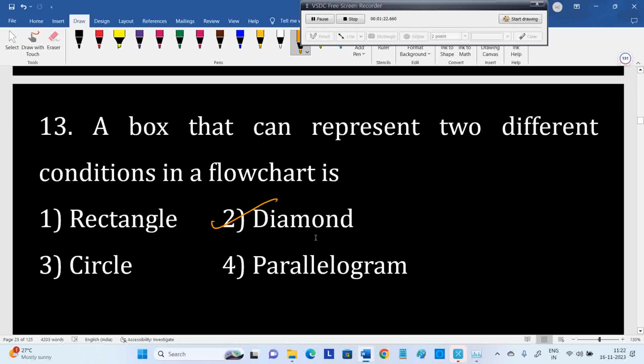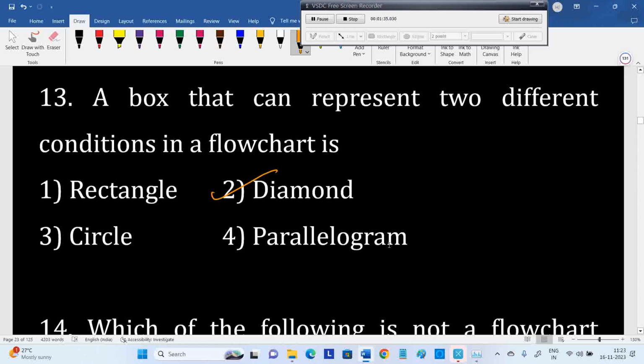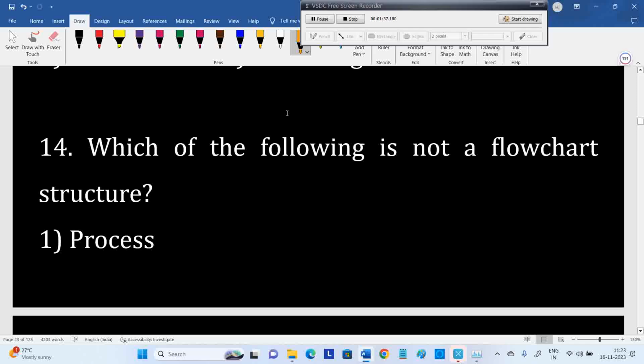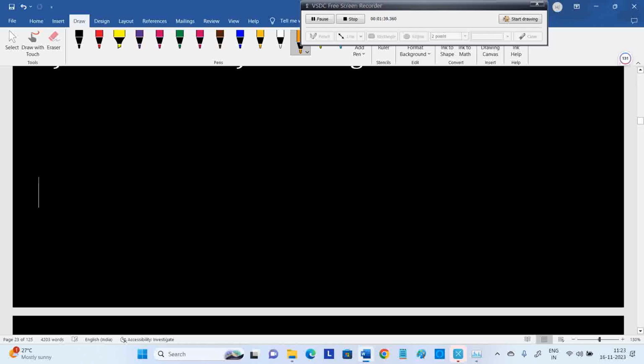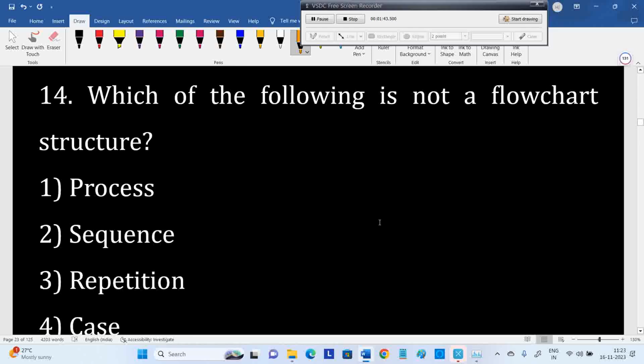They updated the scenario, so please understand what the requirement is now. See the next one. Now again, a flowchart related question. We have around three questions, agreed. But this one: which of the following is not a flowchart structure?